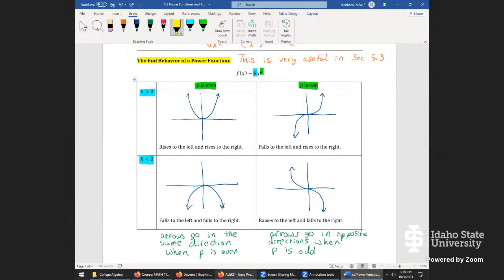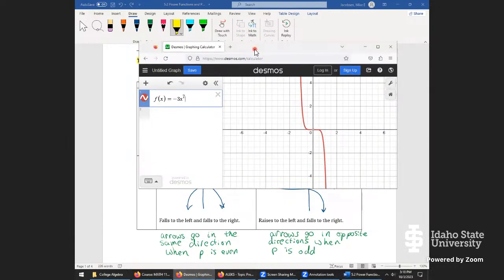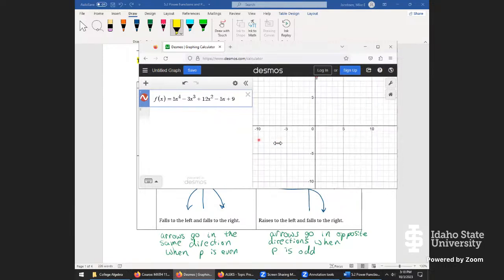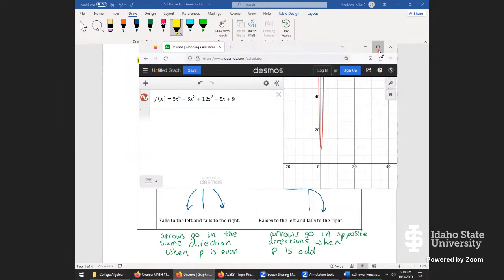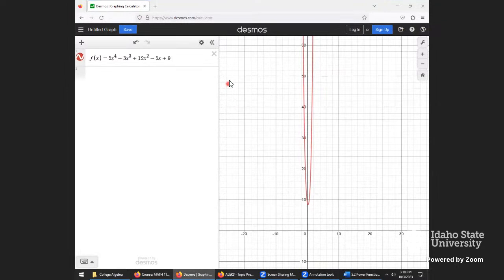Just for emphasis on that, let's take a look at, say, this polynomial. I'm going to put in 5x to the power 4, then put in negative 3x cubed plus 12x squared minus 5x plus 9. So this is just meant to be a very, very random looking polynomial. Kind of hard to actually see. Let's blow this up. But at the end of the day here, the thing that dominates is an even power term. That's our leading term there. So both of the arrows must be going upwards.